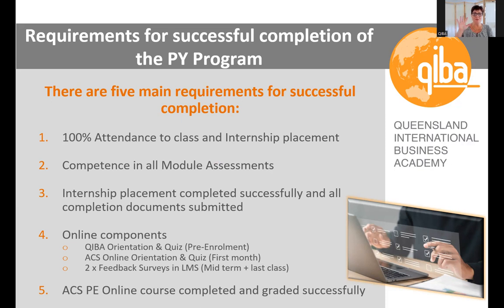So, requirements for successful completion of the PY program. There are 5 main requirements for successful completion. 100% attendance to class and internship placement, competence in all module assessments, internship placement completed successfully and all completion documents submitted, and the online components. This QIBA orientation and quiz, which is pre-enrollment, the ACS online orientation and quiz, which you'll do in the first month, and 2 feedback surveys in LMS, the midterm and the last class surveys, which I mentioned before. And number 5 is the ACS PE online course, completed and graded successfully, and that is in alignment with your internship.